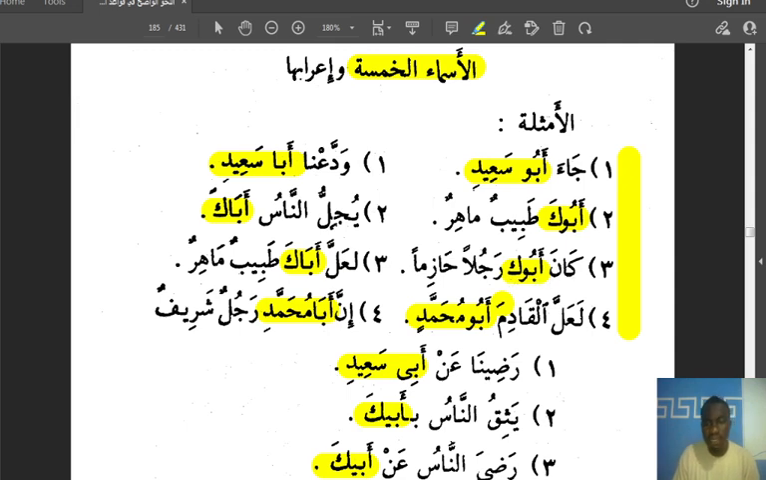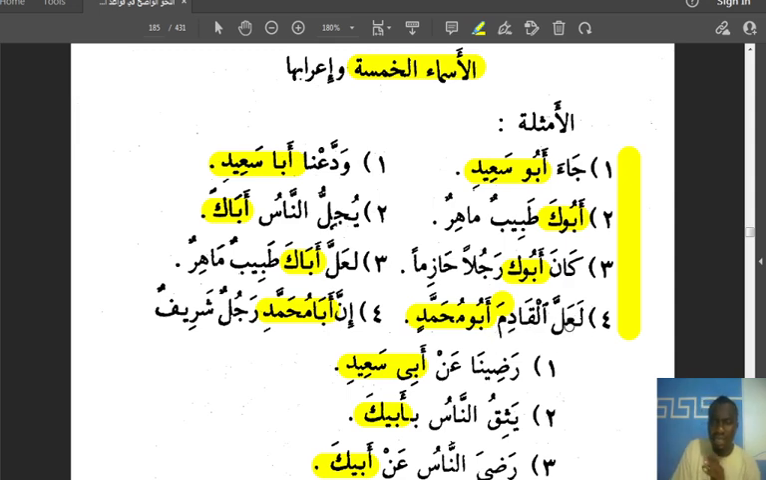كان أبوك, كان فعل ماضي مبني على الفتح لا محل له من الإعراب. Some would add ناسخ, فعل ماضي ناسخ as they want it, but فعل ماضي مبني على الفتح. And then أبوك اسم كان مرفوع وعلامة رفعه الواو لأنه من الأسماء الخمسة. الكاف ضمير مبني على الفتح في محل جر مضاف إليه. رجلا خبر كان منصوب وعلامة نصبه الفتحة حازما صفة لرجل.